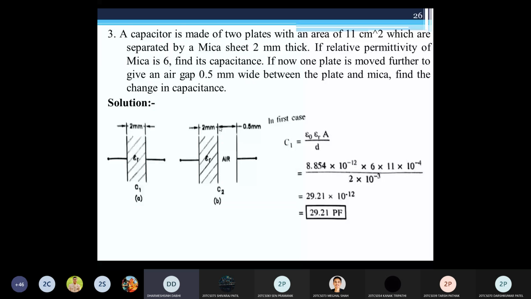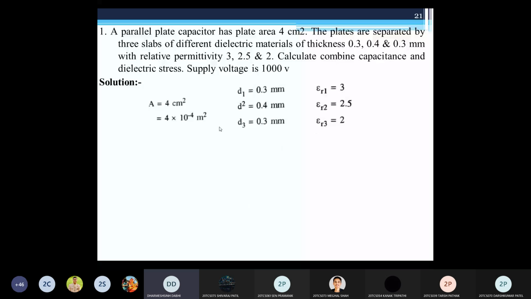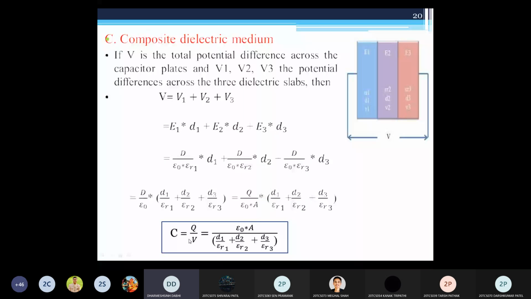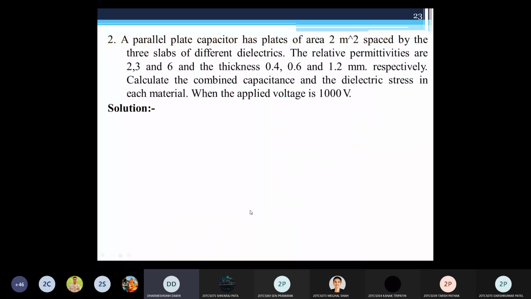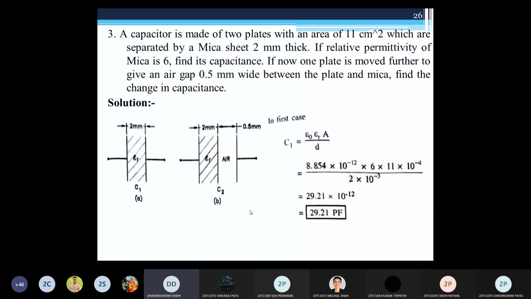Okay. So this is a composite dielectric medium. The third case, which we have seen in the theory, when two or three different dielectric media are placed, you can use this equation. Epsilon 0 A, here we have only two dielectric media, so it is D1 upon epsilon R1 plus D2 upon epsilon R2. Clear? So use this equation and find out the value of C2, and give me the answer. And convert all the values into meter. All the distances are given in millimeter, convert into meter.